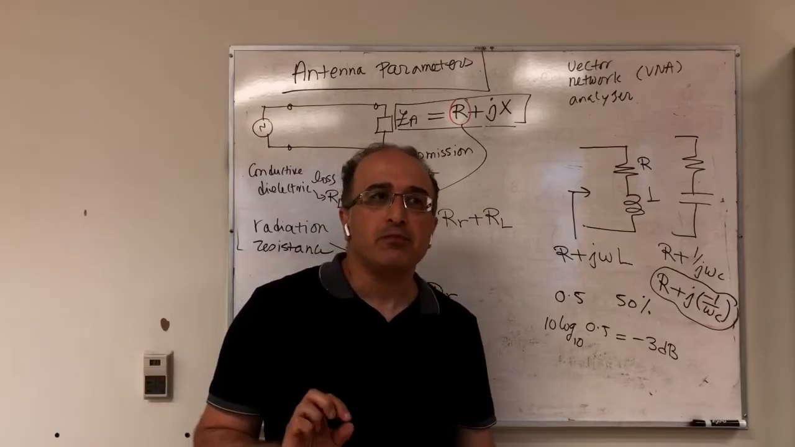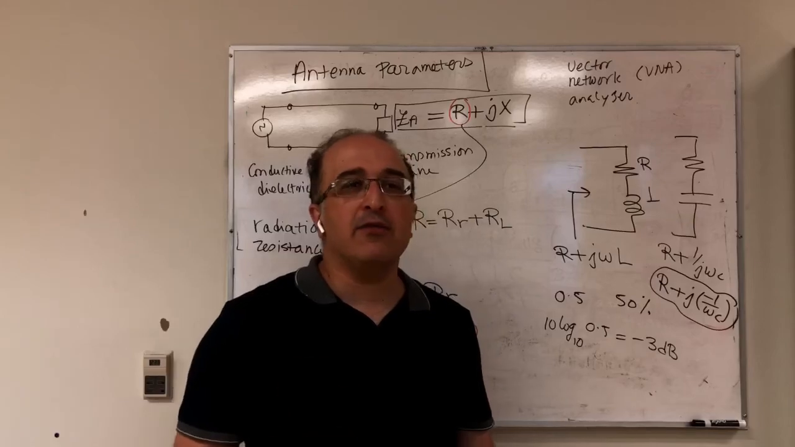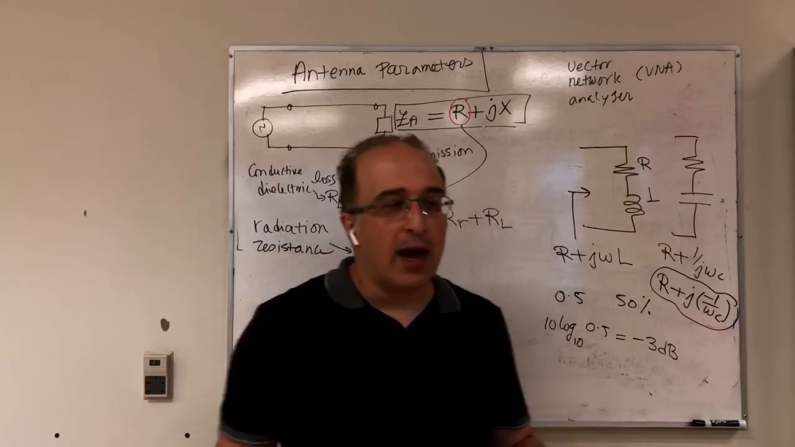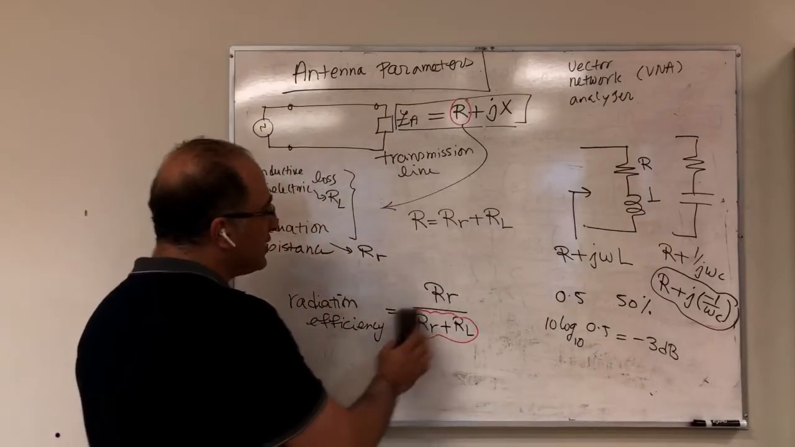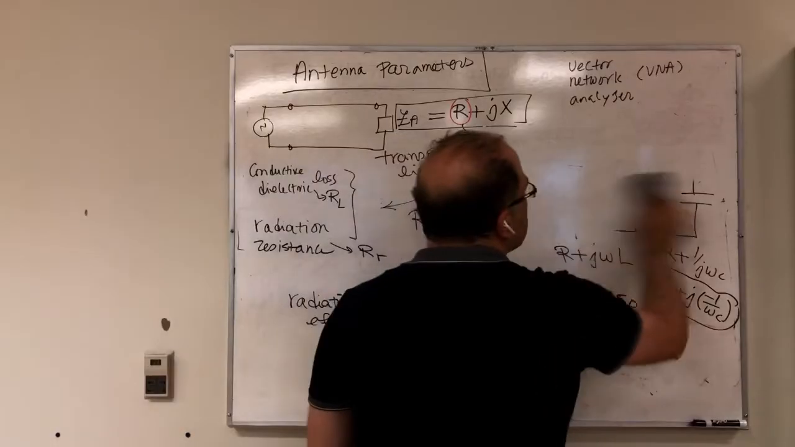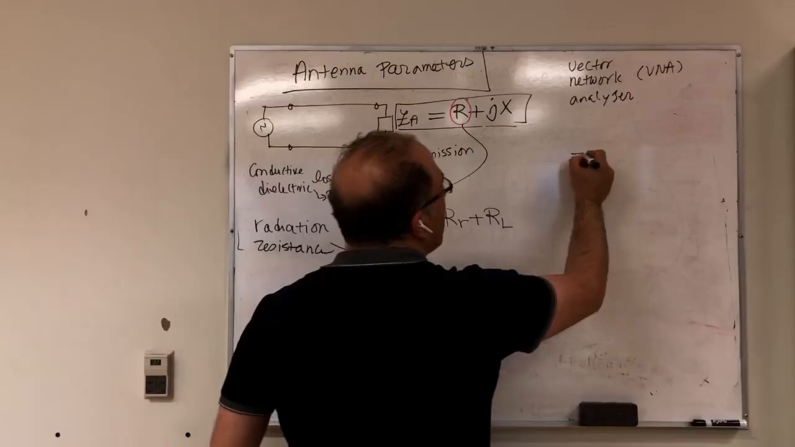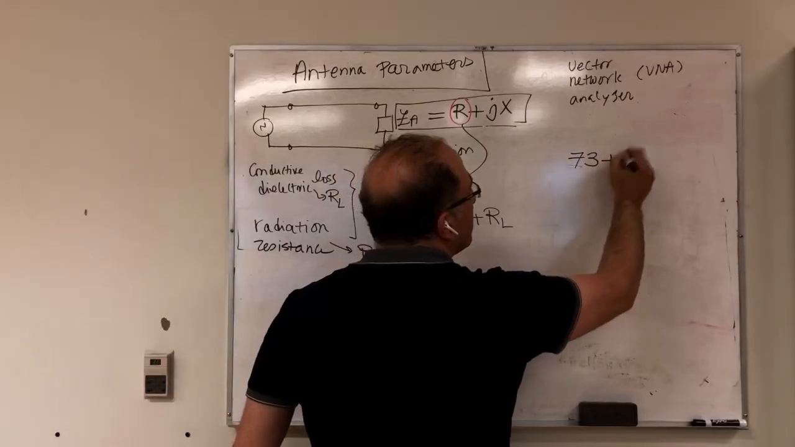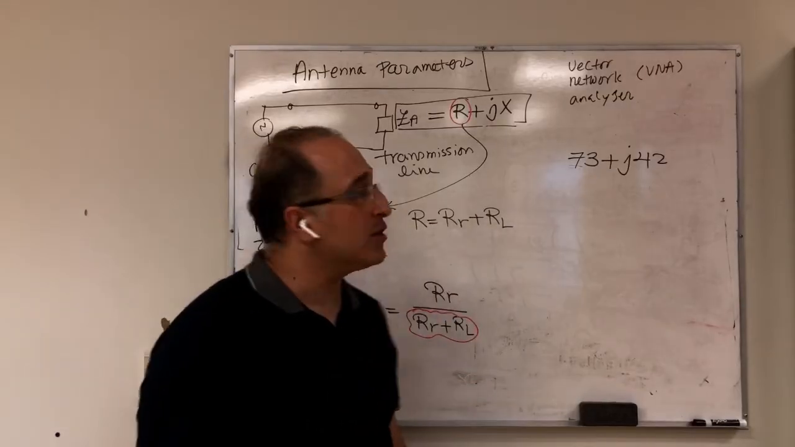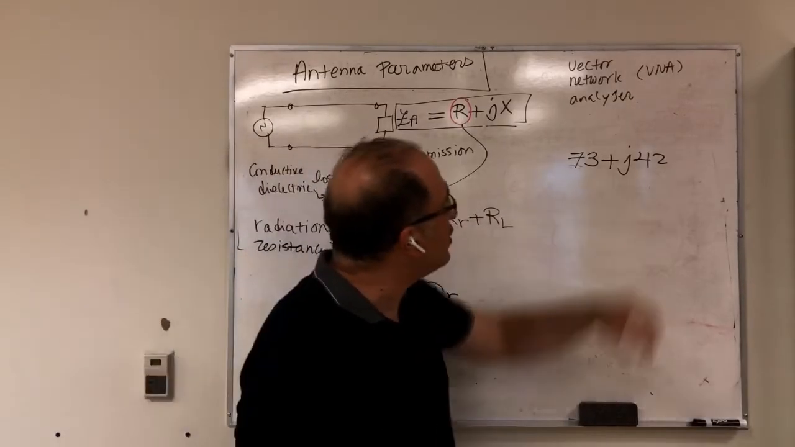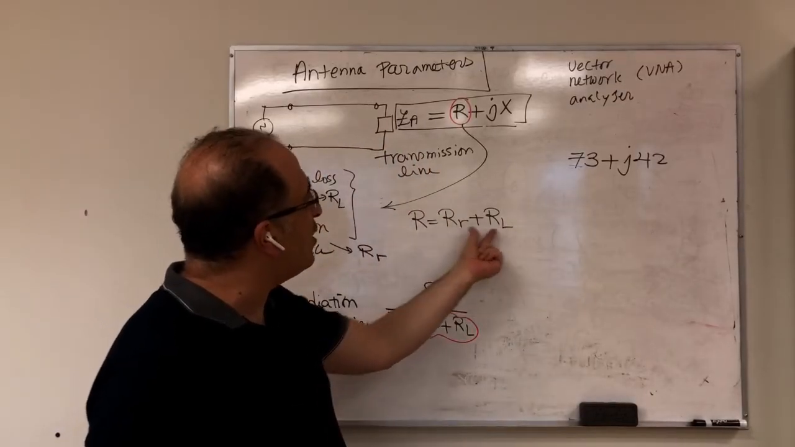For example, in the first simulation lab, you see that we start with a dipole antenna, and that dipole antenna has some JX. So if you start with an antenna, you have something like this, for example. We have an antenna with this input impedance, 73 plus J42. Now if you look at that, this 73 is a combination of RR and RL.